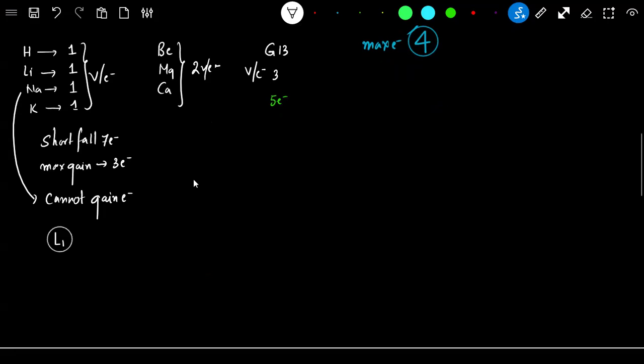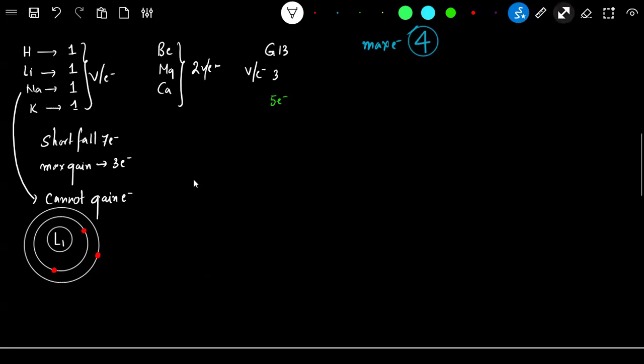This is the nucleus of lithium, this is the first shell of lithium, and this is the second shell of lithium, right? And let's see how many electrons they have. Lithium on the first shell has got 2 electrons, and on the second shell has got 3 electrons. Now it needs 7 electrons. It's not going to get 7 electrons because the maximum someone can give is only 3.